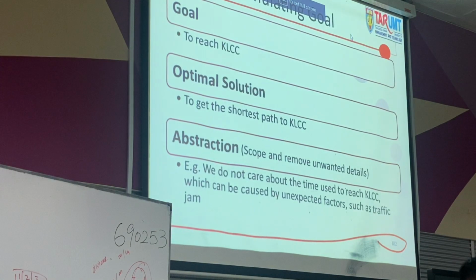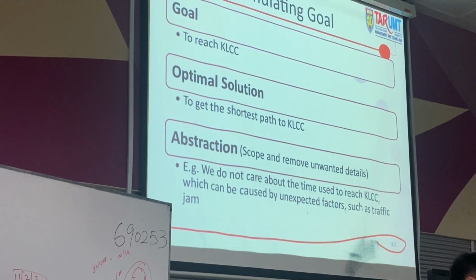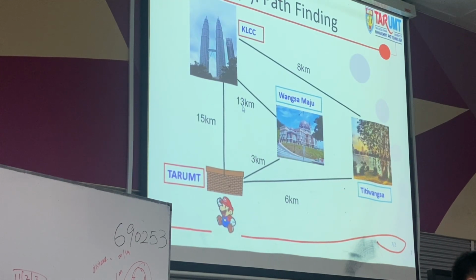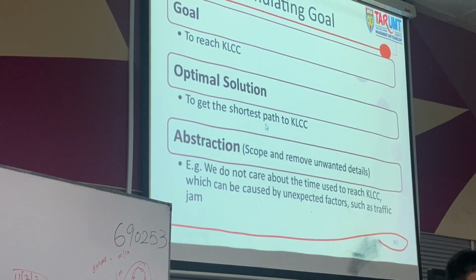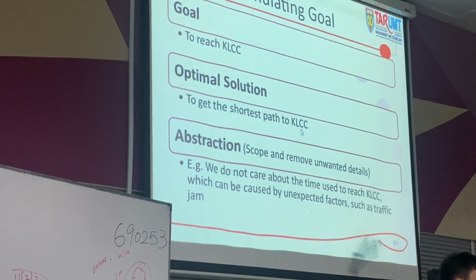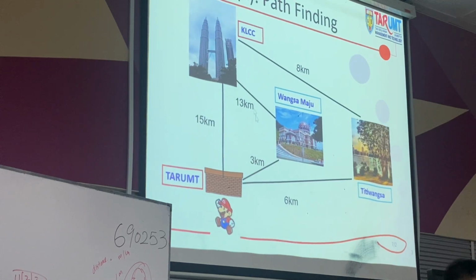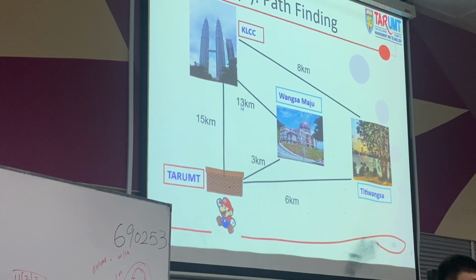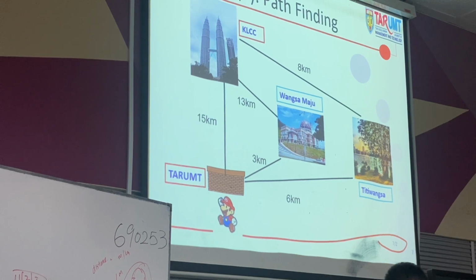The goal is you want to reach the KLCC. So what is the optimal solution? It's up to you. You want to reach the destination with the least distance. But based on the information given, we have only the distance, so one of the optimal solutions is to get the shortest path to KLCC. If let's say you don't have this distance given, then maybe the optimal solution is you would like to reach the KLCC in the least number of stations.